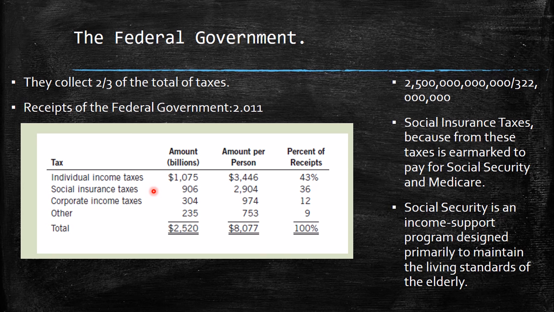And the second one is the social insurance taxes. Basically, these taxes are used in some way to pay for social security and Medicare. And actually, social security is an income support program designed primarily to maintain the living standards of the elderly. So it's a really huge part, whose destination is basically these kinds of social programs.